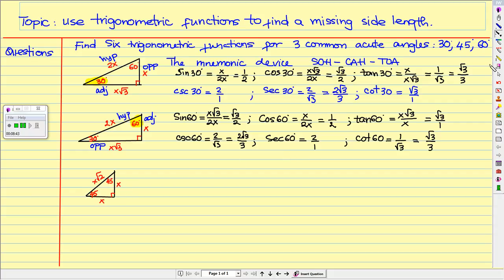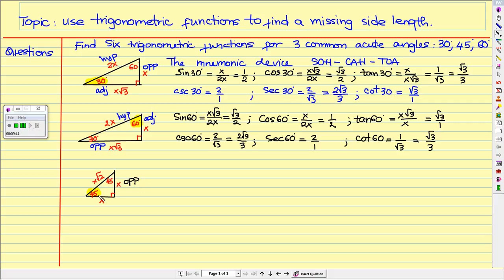So let's move on to the next angle, 45 degrees. Now since this is an isosceles right triangle, it means that the two base angles are equal, and the two legs, the two sides opposite these two equal angles, are also the same length. So I'm just going to look at the angle 45 degrees. I'm going to pick one of them, they're the same.